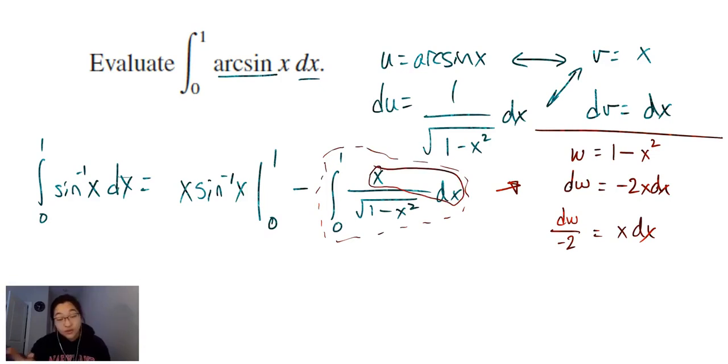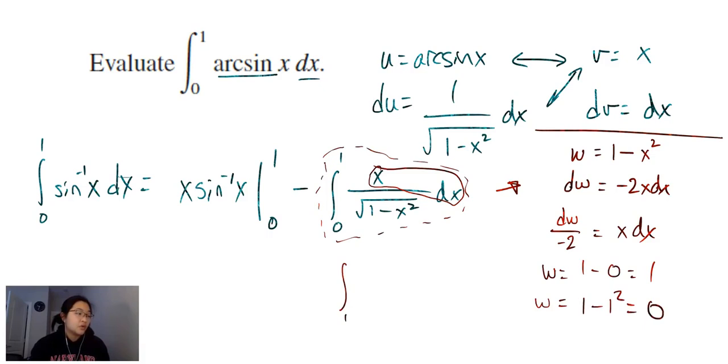Now we're doing a substitution where our bounds are changing, right? When we plug in 0 to w, we get 1 minus 0, which is 1, and when we plug in 1 to w, we get 1 minus 1 squared, which is 0. So our bounds are from 1 to 0 of dw over negative 2 times w to the negative 1/2 power, and then we can do some stuff with that.